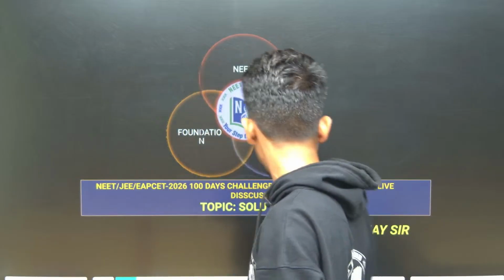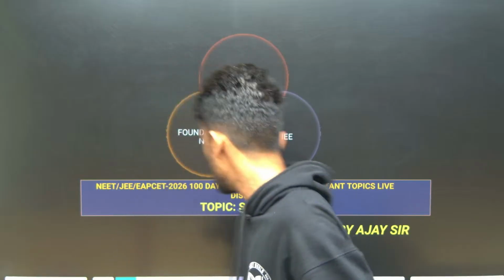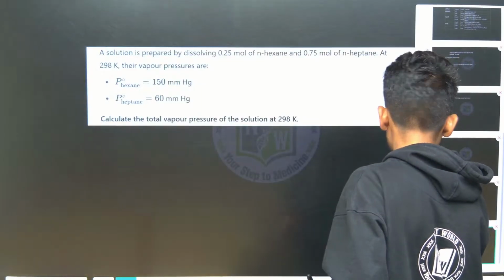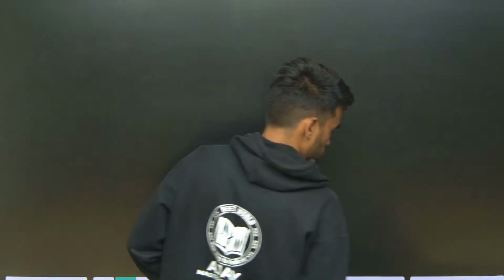Now those solutions which obey Raoult's law at all compositions and at all temperatures are considered ideal solutions. So what is this Raoult's law we discussed in the last class? On that day we discussed these questions, and then we solved a few questions also.